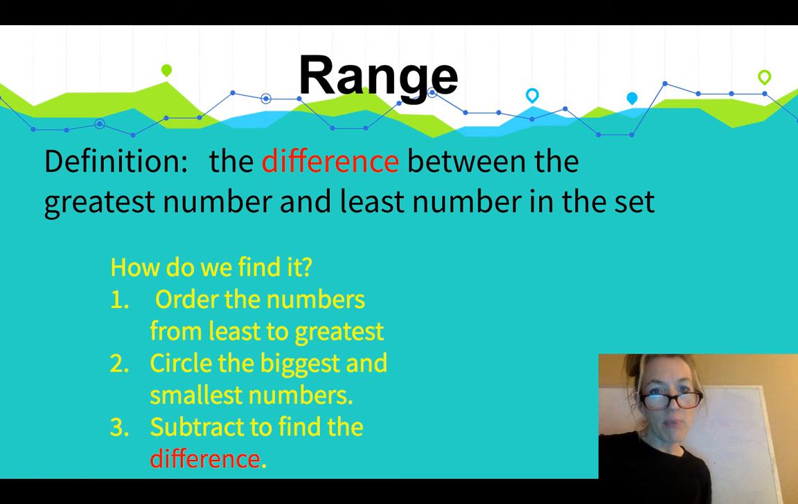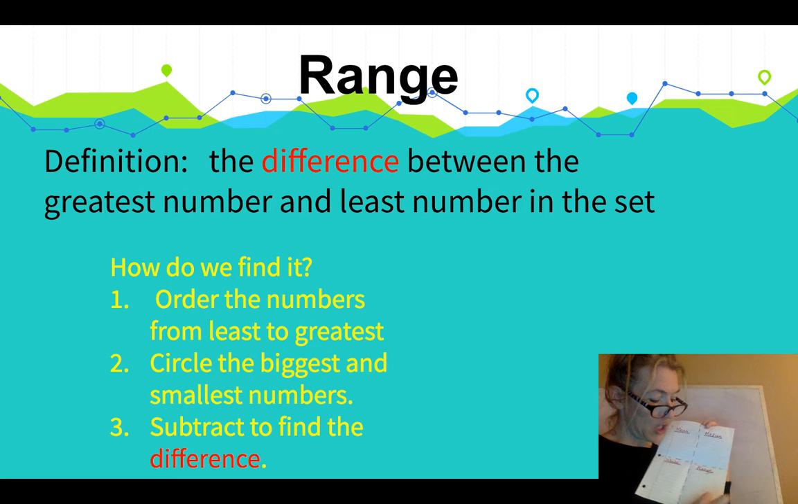So the range is the difference between our biggest number in the data set and our smallest number in the data set. So again, we're going to order our data pieces, and then we're going to look and we're going to circle our greatest number, we're going to circle our lowest number, and we're going to subtract them, okay, because we're looking for the difference. I'm going to work an example like that, and of course I'm going to want you to put the definition and an example here in the bottom right quadrant of your notes.